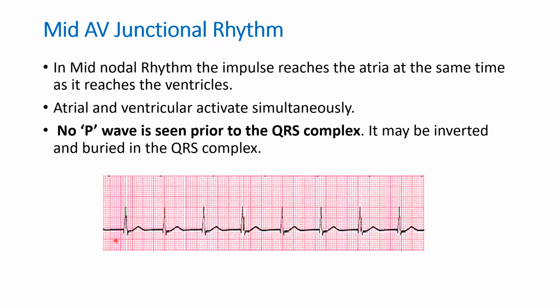In this ECG, there is no P wave before the QRS complex. You can see a regular rhythm with narrow complexes. So it is the mid-nodal rhythm. The P wave is buried inside the QRS complexes.